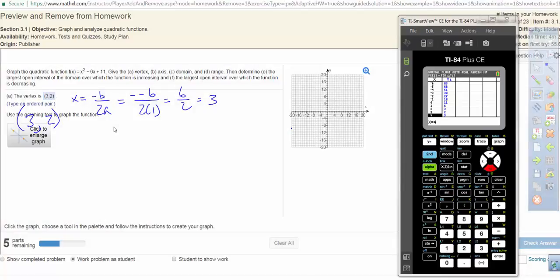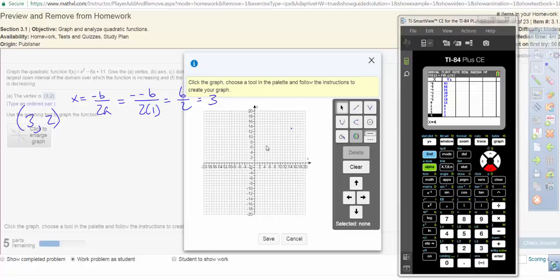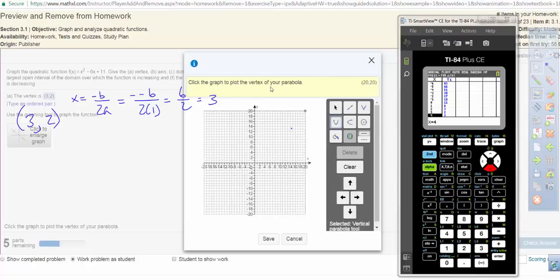Our next step on this guy, so let me go ahead and type that in. Okay, good job. So my next step is to draw the graph, so I'll click on this thing, make it big. Alright, I'm drawing a parabola, so I'm going to choose a parabola. Notice in the directions it says to plot the vertex. So at this point, I'm going to plot the vertex, which is over 3 up 2. Now at this point, I need to plot another point. Well, that's where our x-intercepts and y-intercepts come into play.